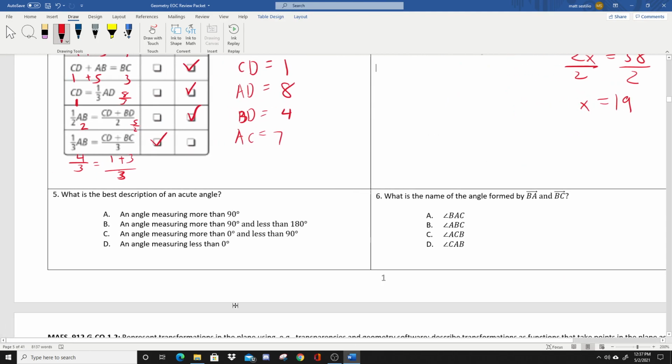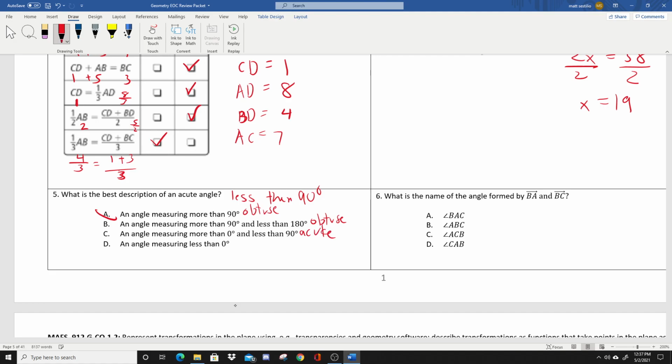The last two questions of this page are pretty straightforward. What is the best description of acute? You know that it's less than 90. Alright, so more than 90, that's obtuse. This is also obtuse. And then this would be acute.